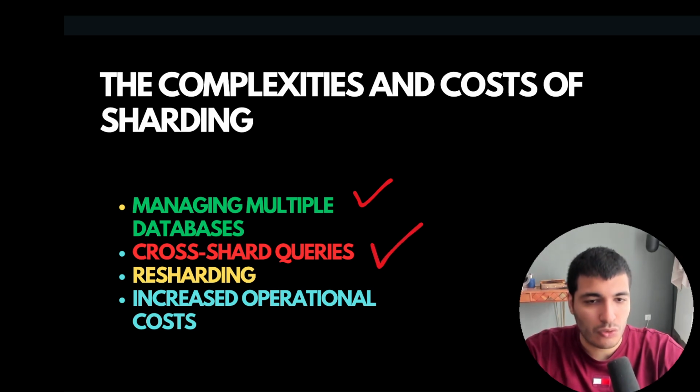Next, we have cross-shard queries. Queries that need to access data from multiple shards become much more challenging. You might need to perform multiple queries and then combine the results in your application, which can be less efficient and more complex to implement. Next, we have resharding. If your data distribution becomes uneven over time, or if you need to add or remove shards, the process of resharding, redistributing your data without downtime, is a complex and potentially disruptive operation.